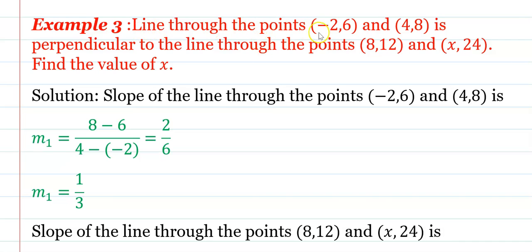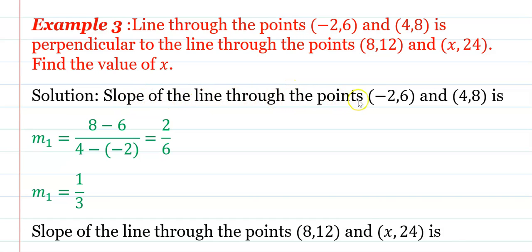The line through the points minus 2, 6 and 4, 8 is perpendicular to the line through the points 8, 12 and x, 24. Okay. The line passes through these 2 points. It is perpendicular to the line that passes through these 2 points. Okay. Means what? We'll find out the slope of the first line and the slope of the second line, and the product of their slopes is minus 1.